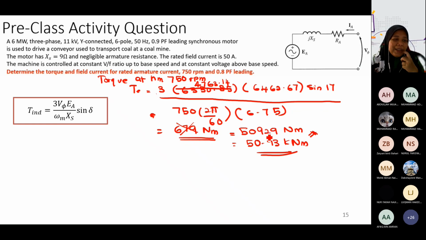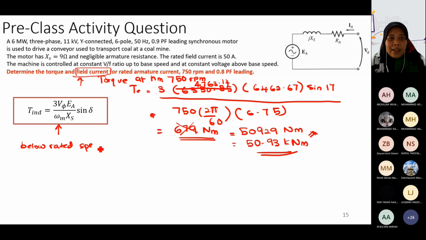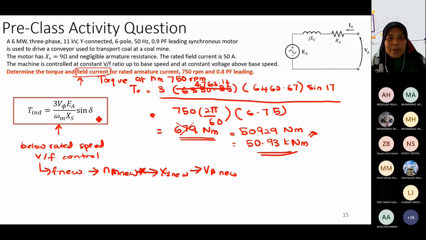So today, with few minutes left, we didn't manage to do the field current. Can I ask you to go back home and try to do the field current? For the synchronous motor, we did the torque calculation at the new speed today, and this new speed is below the rated speed. We used constant V over F control, and from this we find the new frequency. When we have the new frequency, we have the new motor speed, new XS, and new V phase. When we have all that, we put into this equation to calculate the torque, and we also calculate EA new based on the new speed.